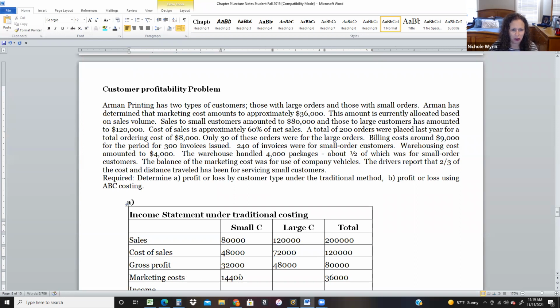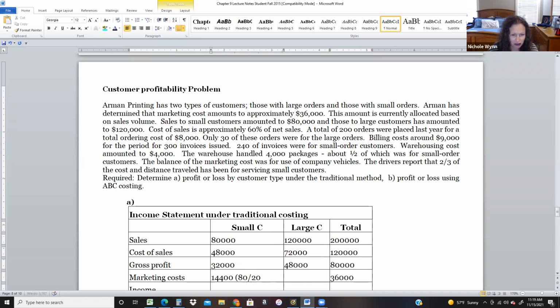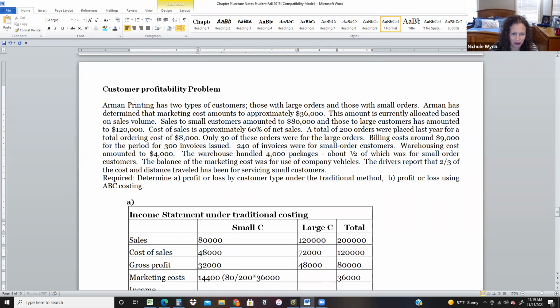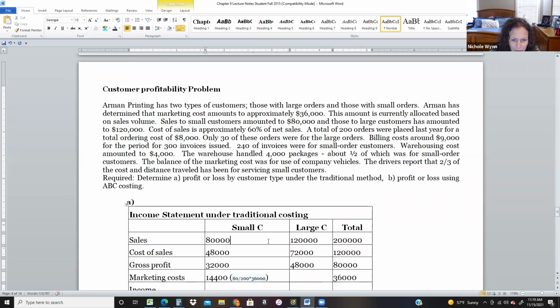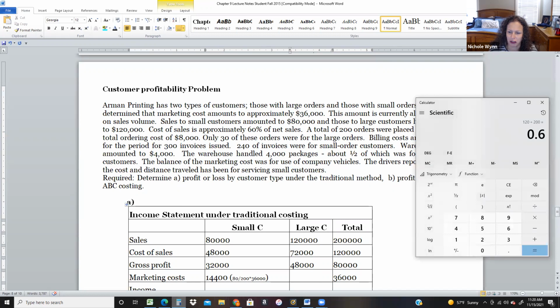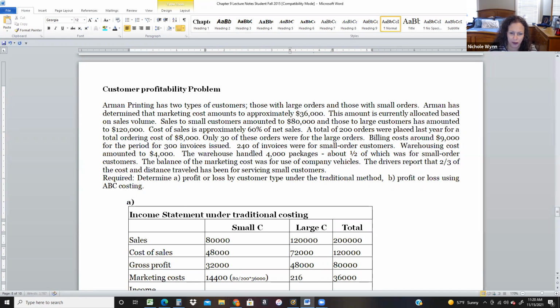Okay, so behind it, you could do 80 divided by 200 times 36,000. That's how I found that number. You could write it as small as you can, because obviously there's not a lot of room, but you see what I'm doing here. So I took 80 of the 200 and took it times the 36,000 in marketing costs. And then the rest of it will be for large, which would be 120 over 200 times 36,000. So 40% here, 60% here.